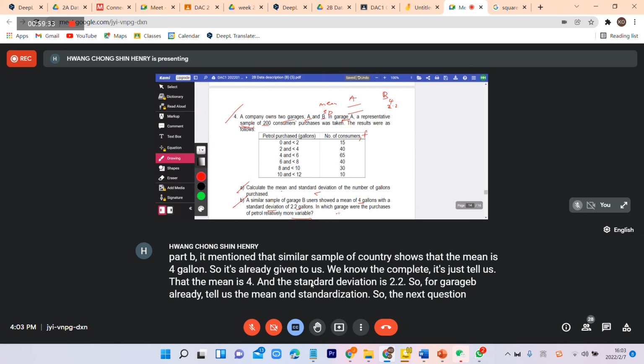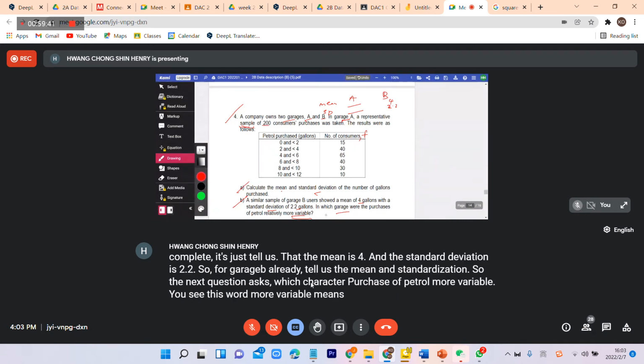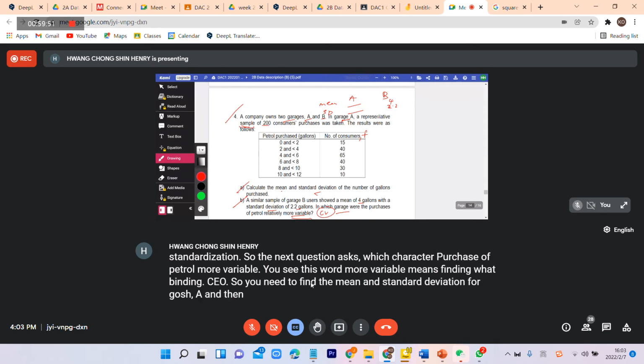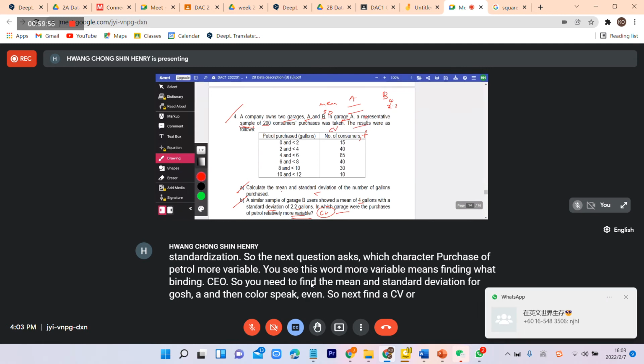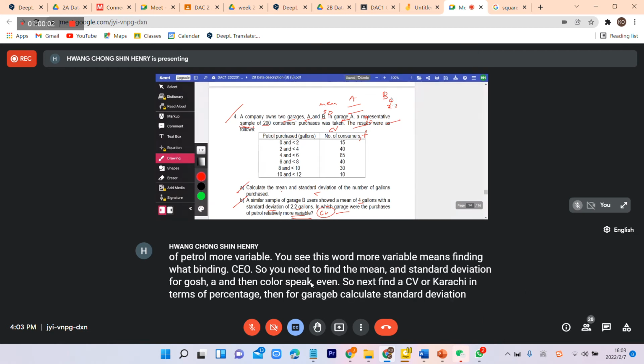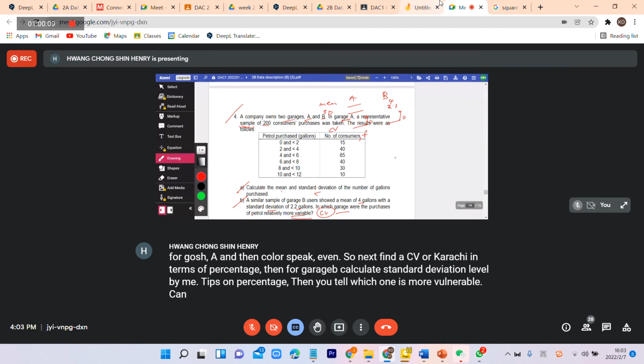So the next question asks, at which garage is the purchase of petrol more variable? You see this word, more variable, means finding what? Finding CV. So you need to find the mean and standard deviation for garage A, and garage B is given. So next find the CV for garage A in terms of percentage. Then for garage B, calculate standard deviation divided by mean in terms of percentage. Then you tell which one is more variable. Can everyone?